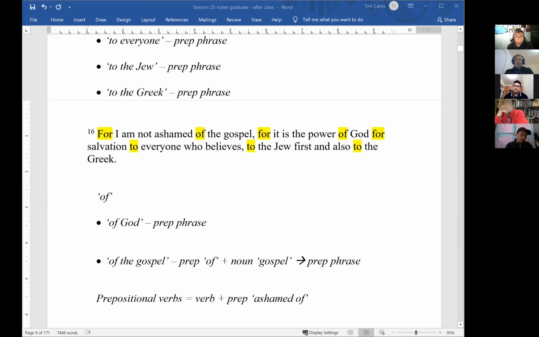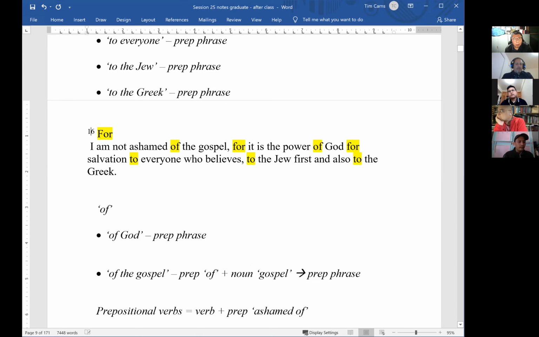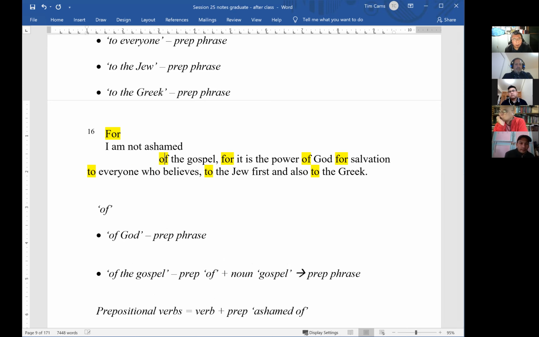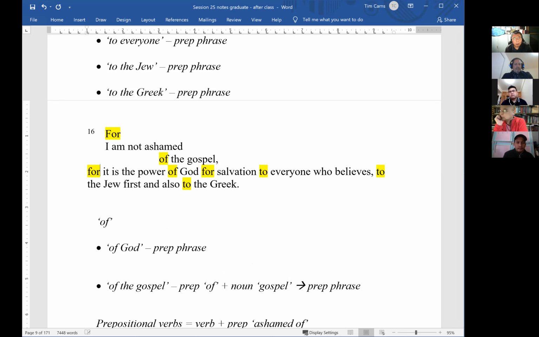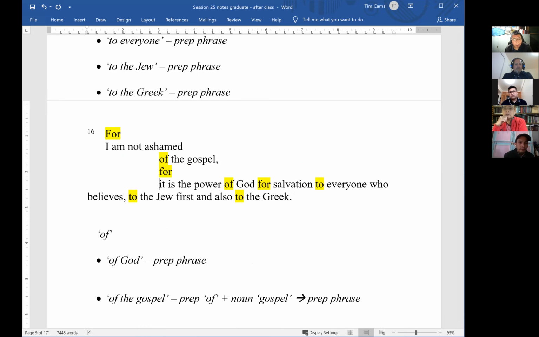Okay. So, yeah, what's the effect here? Well, essentially, it will affect the diagramming, because this is how I would diagram it before I was really aware of this. I am not ashamed. And then I would say of the Gospel, a preposition. Not ashamed of the gospel. Why? It is the power of God.